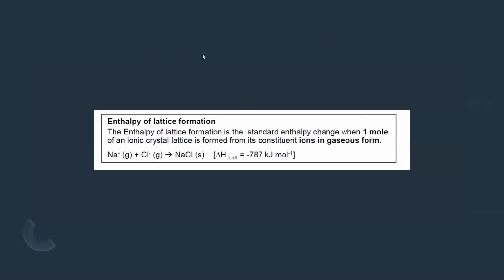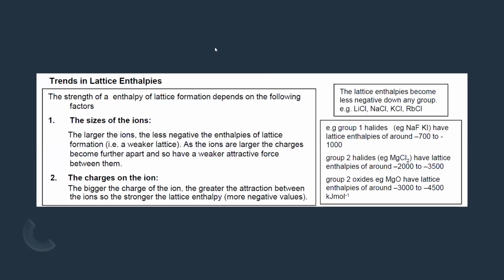Enthalpy of lattice formation: when ions in the gaseous state form a compound, we call that the enthalpy of lattice formation or the lattice energy. Now the trend in the lattice energy: when we compare the lattice energy, on which factors does it depend? Lattice energy depends on the size of the ions. The size of the ions should be as small as possible. Why? Because when ions are smaller, they're closer to each other, so they have strong attraction.